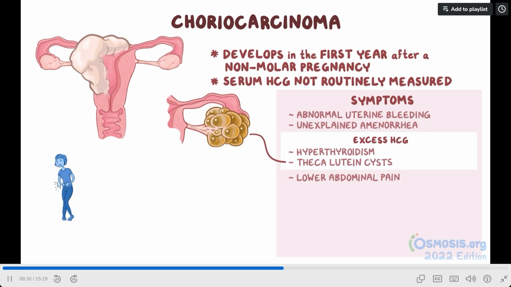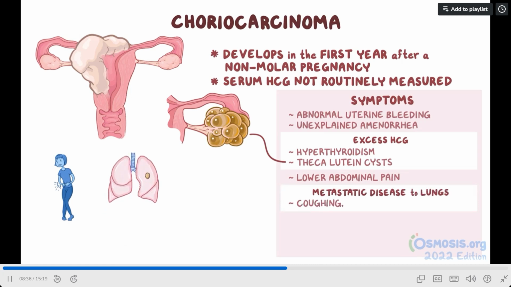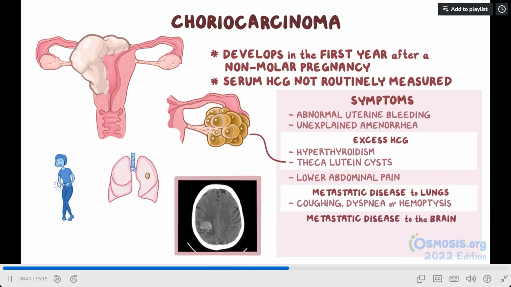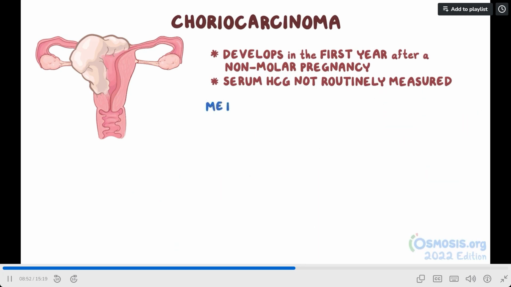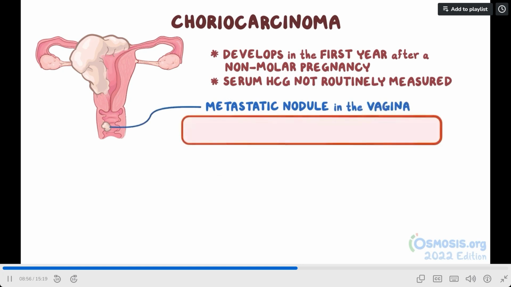And finally, since choriocarcinoma is aggressive, there may be metastatic disease to the lungs, which causes coughing, dyspnea, or hemoptysis, or metastatic disease to the brain, which causes headache, dizziness, nausea, slurred speech, visual disturbances, neuropathy, and hemiparesis. Rarely, a metastatic nodule will develop in the vagina, and these are usually highly vascular lesions that should not be biopsied, because it can cause significant bleeding.